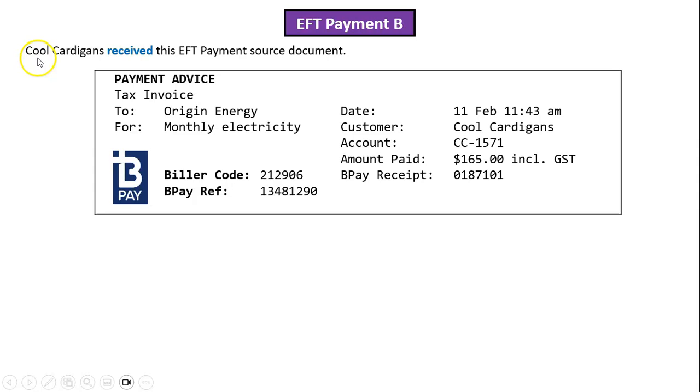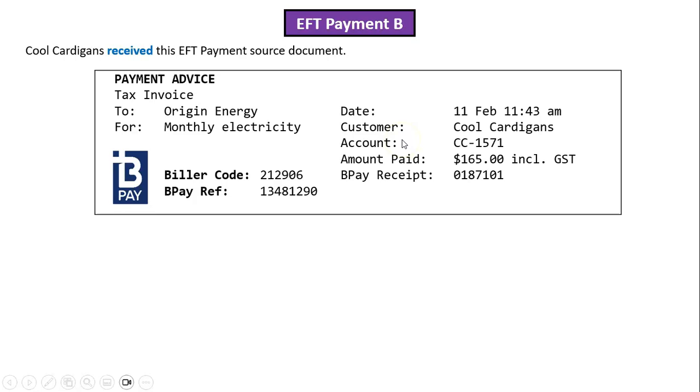But this one says Cool Cardigans received this EFT payment source document. Now what we got here is BPay. You're not expected to know what BPay is, but all that usually is when businesses pay a bill, or even people actually. You might pay your phone bill to Telstra via BPay. You log into your online banking, and BPay is just how we get funds from one business to another business, or one entity to another entity, and that is an electronic funds payment. So that is our EFT payment B.